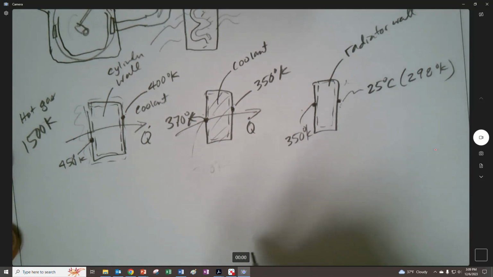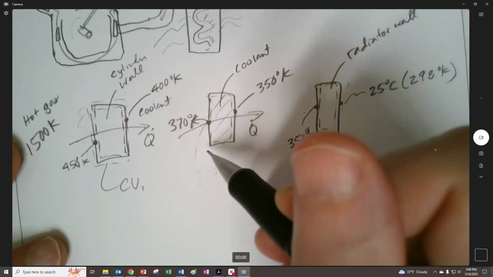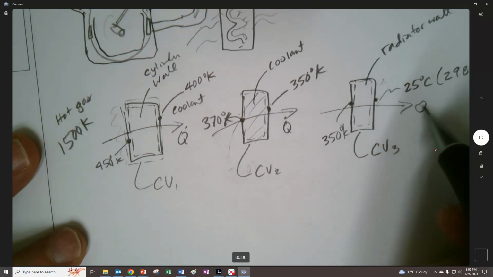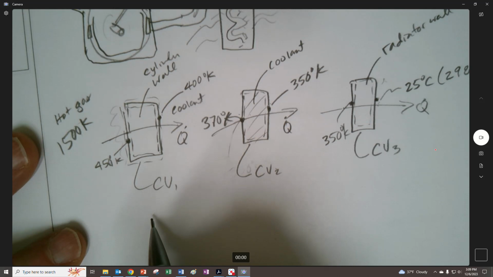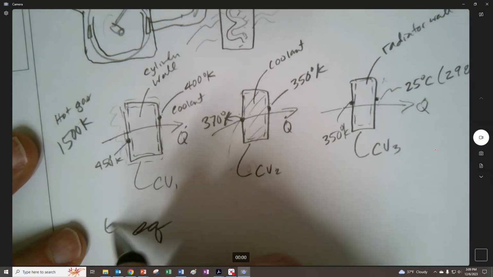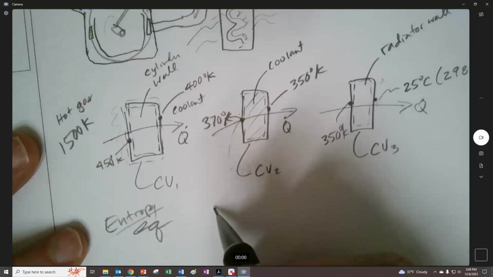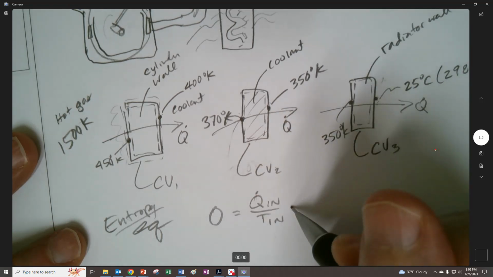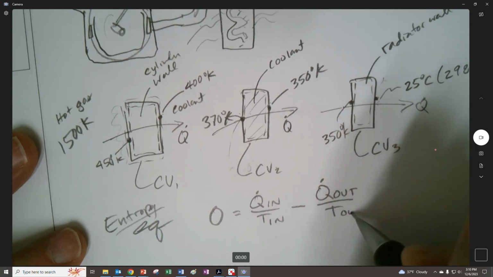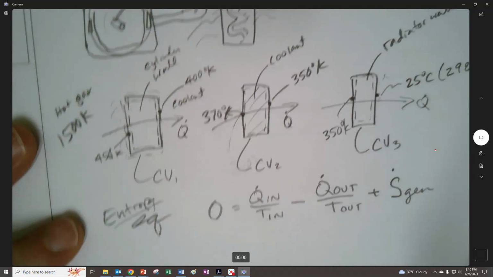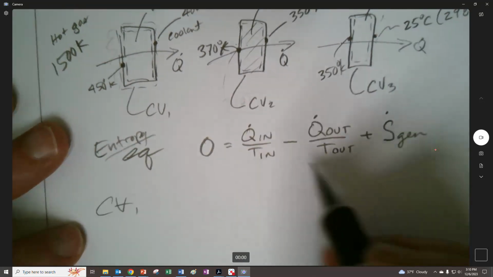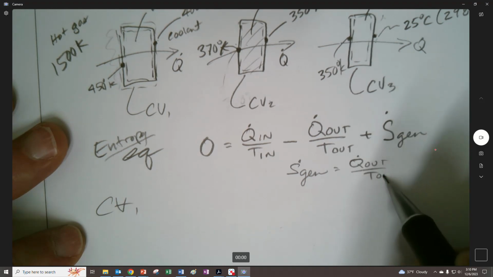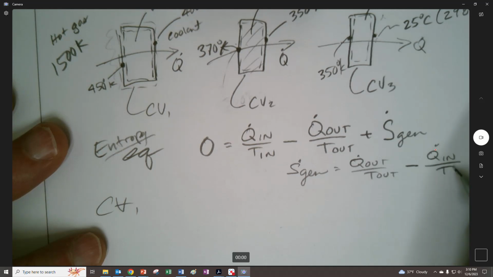So anyway, as we're coming through here, at each of these control volume 1, control volume 2, and control volume 3, we could apply, and once again, I forgot to draw my Q dot coming in, what we've decided to use as our main equation, the entropy equation: 0 equals Q dot in over temperature in minus Q dot out over temperature out plus S gen rate, right? And then it turns around so that you end up with S gen equals Q out over T out minus Q in over T in, right?